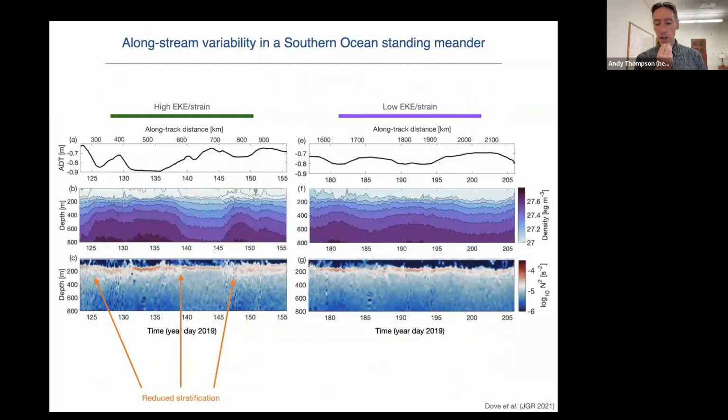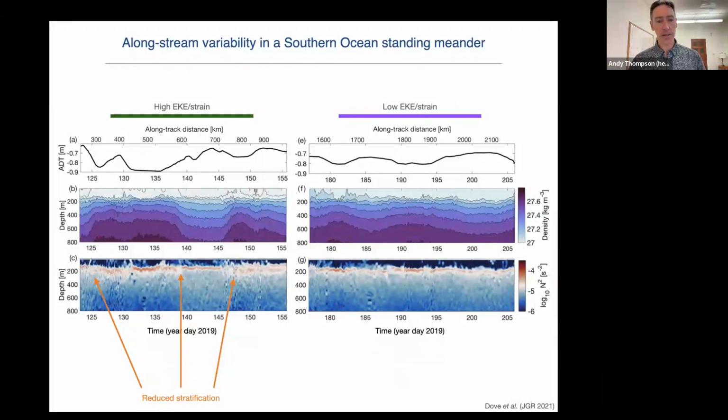So now we zoom into what's happening near the surface ocean. Now I'm just showing two subsets of the time series, again, from the high EKE and strain region and the low region. The upper panels are showing ADT, so absolute dynamic topography, or just sea surface height, mapped onto the position of the glider. So you can see those mesoscale anomalies in the upper panel, and you can see them mirrored by displacement in the density surfaces below.